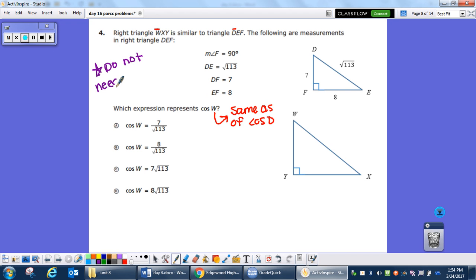Okay? And to rationalize the denominator.